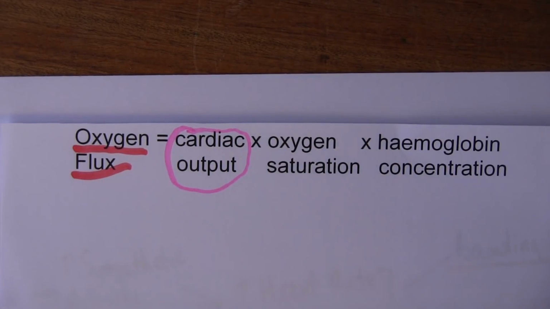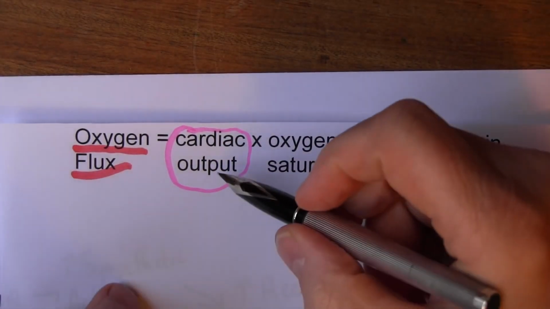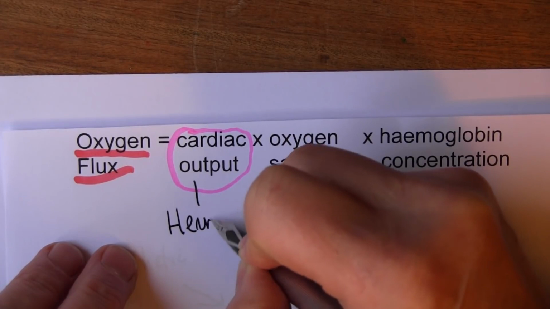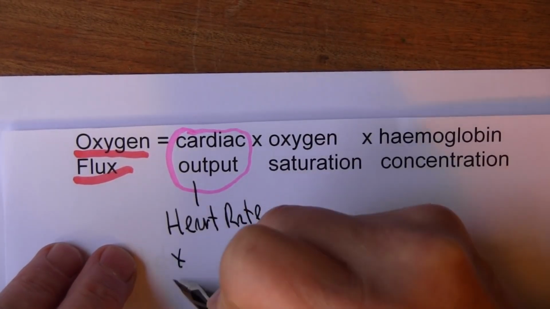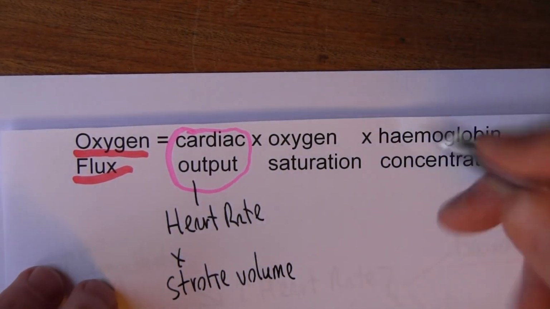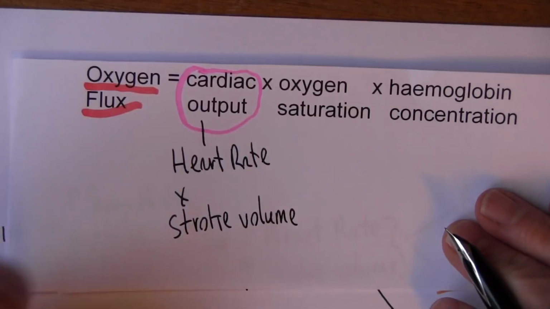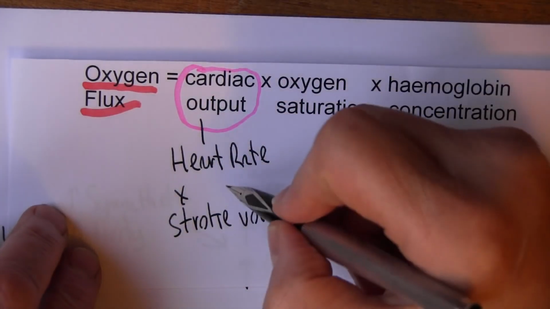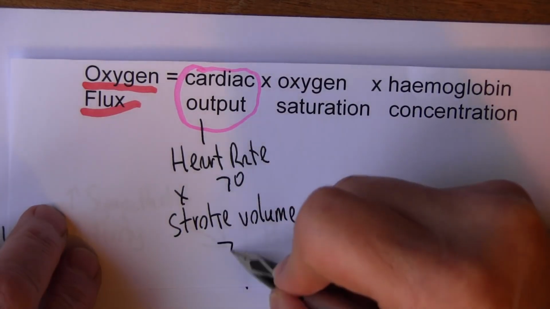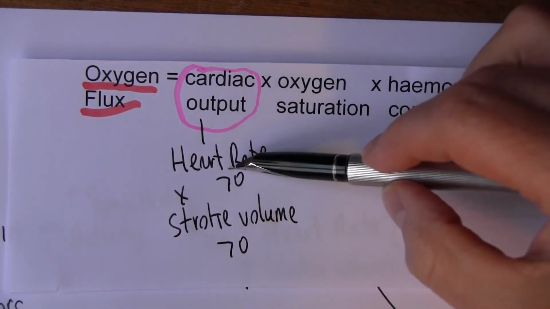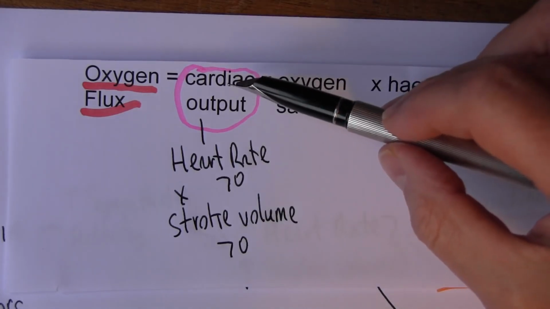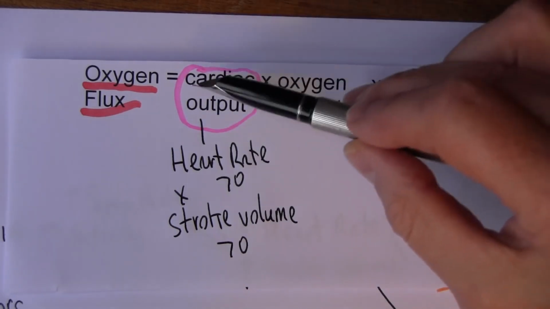Now, the cardiac output is the volume of blood pumped out by the heart in a 1 minute period. And it's defined as heart rate multiplied by stroke volume. So the heart rate is the number of times the heart is contracting per minute, say 70 times per minute. And the stroke volume is the amount of blood ejected by the left ventricle per contraction, say 70 mL. So you can see from that the cardiac output is going to be 70 times 70, which is 4,900 mL. So the cardiac output is the volume of blood ejected by the heart per minute.